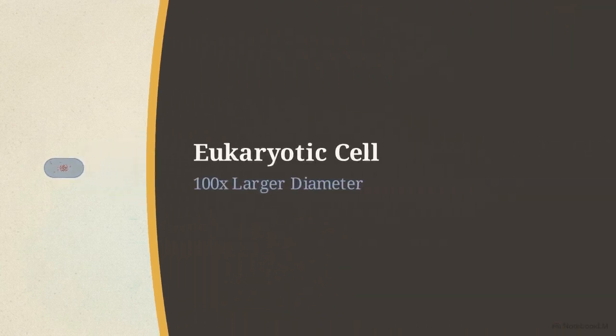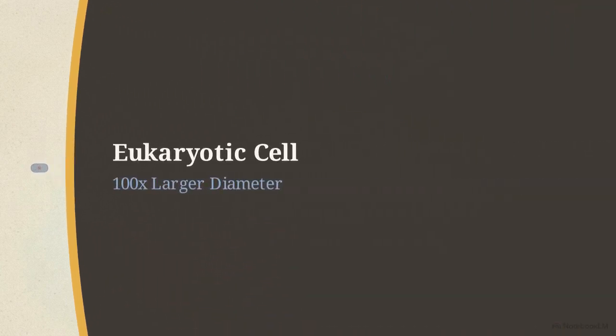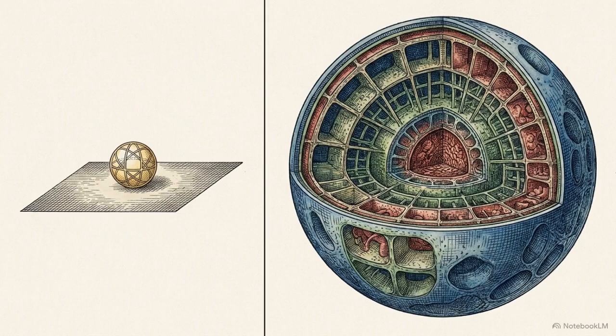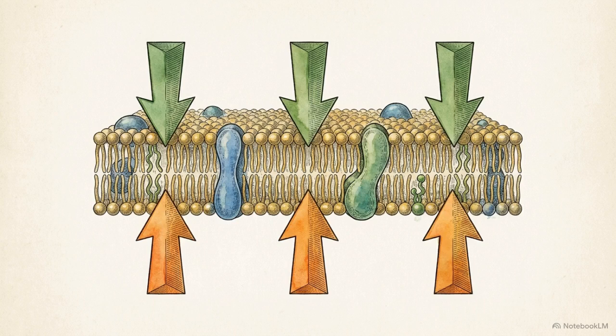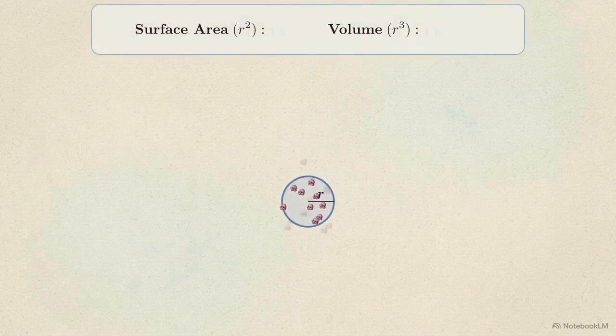Eukaryotic cells, such as those found in plants and animals, can be 100 times larger in diameter. This jump in scale is not a matter of simple growth. It requires a specific internal configuration to satisfy the laws of physics. Every cell depends on its outer plasma membrane to import nutrients and export waste. Geometry presents a severe bottleneck.